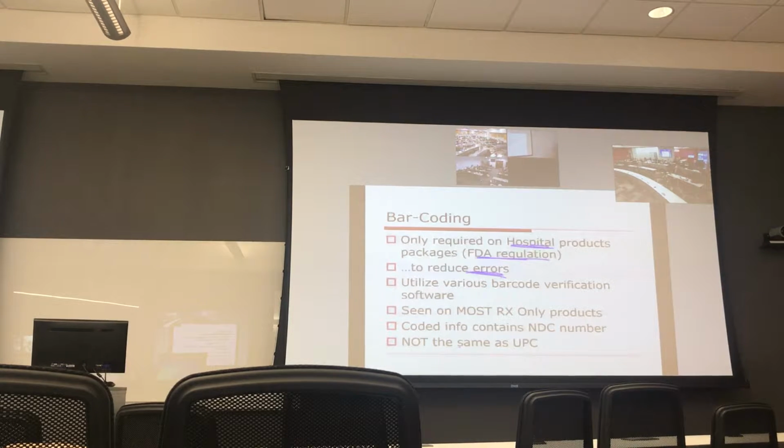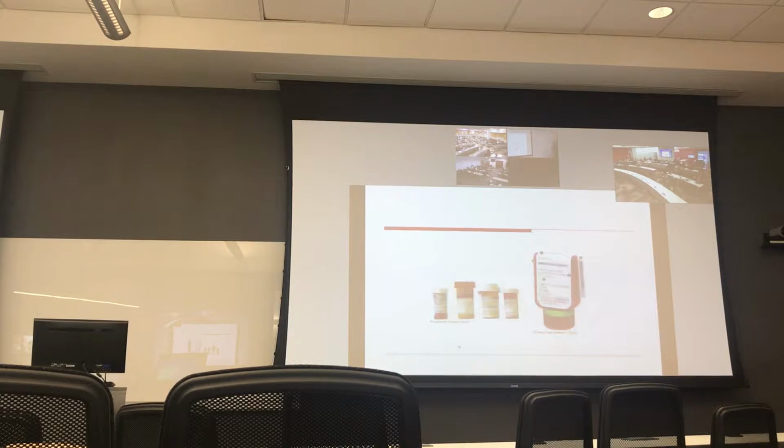There are various types of barcode verification software in our computer systems, and many of you use that, I'm sure, in the community practices that you work in. So essentially, most RX-only products will now contain that, and it should be that NDC number, not the universal product code. Okay? With that being the case, well, actually, this is something I'm considering dropping.